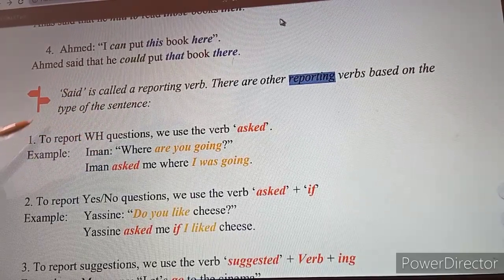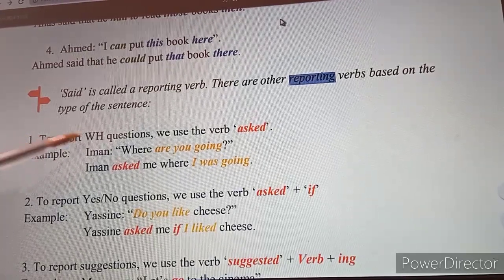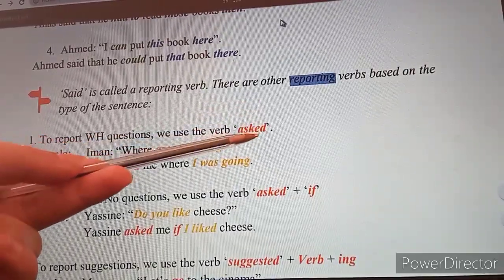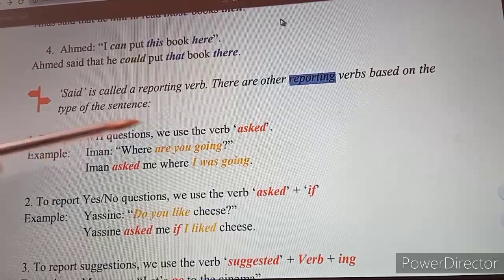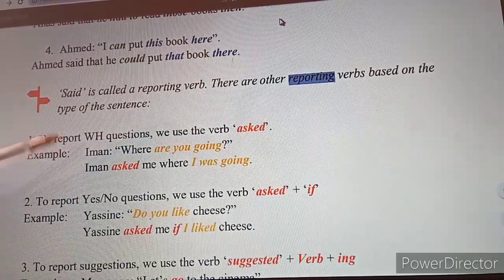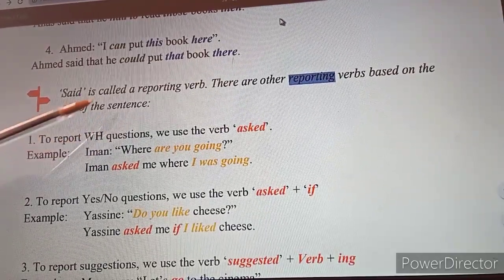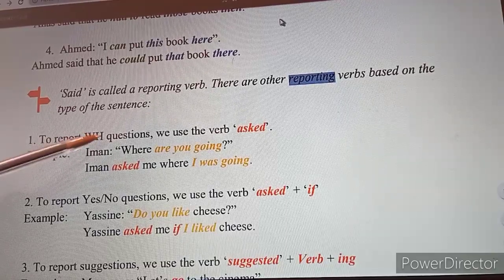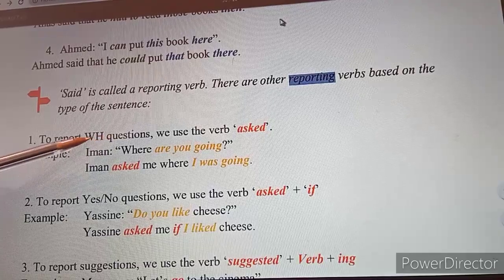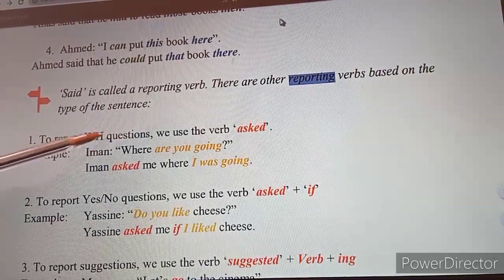So let's see this example, or this rule, sorry. To report double H questions, we use the verb asked. Clear? So to report double H questions, we use the verb asked. I will explain. When we want to report the questions that start with double H. What does double H mean? So when we have double H, like what, when, where, who.